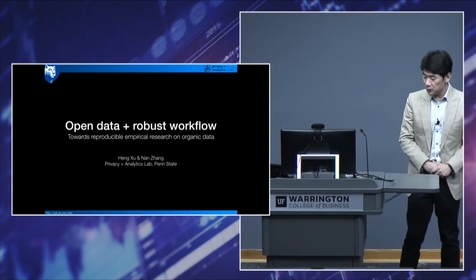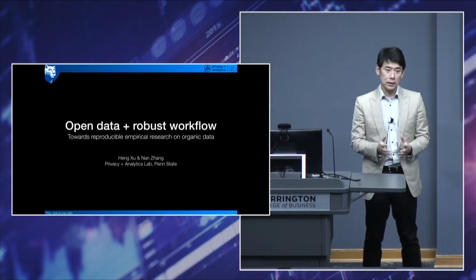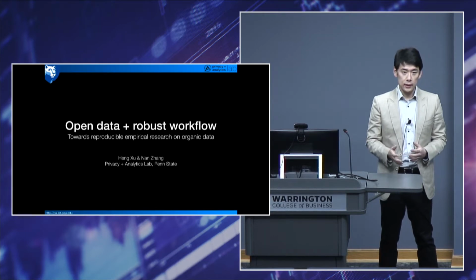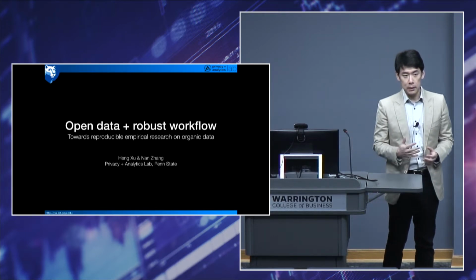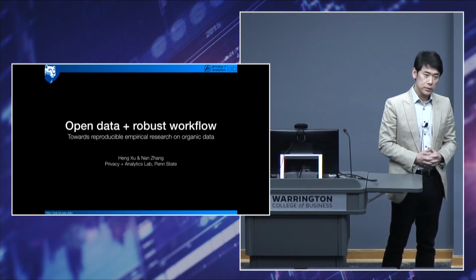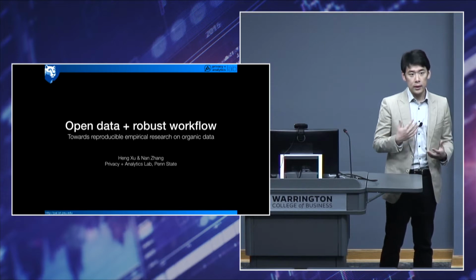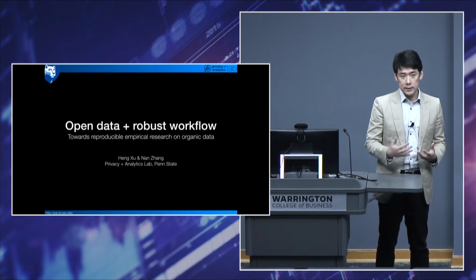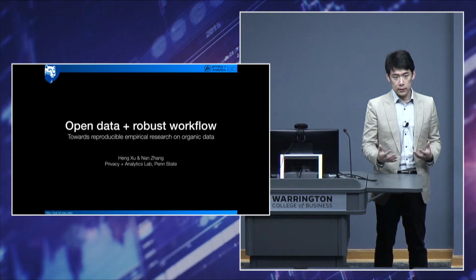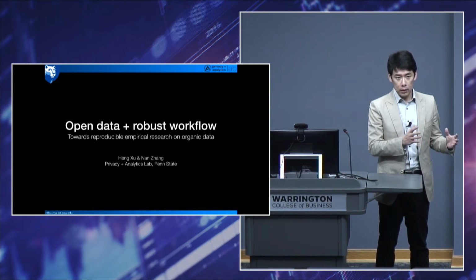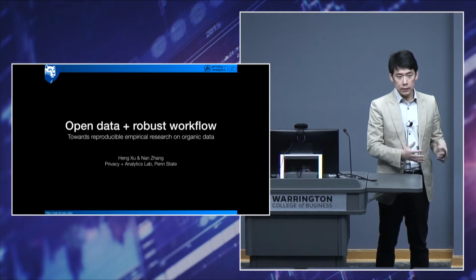Great. It's my great pleasure to be here and talk about some of our recent research on open data and the robustness and reliability of empirical research built on organic data, in particular web data. So the focus of my talk is going to be about robustness and reliability of research results if such research results are built upon the analytics of organic data like the data on the web.